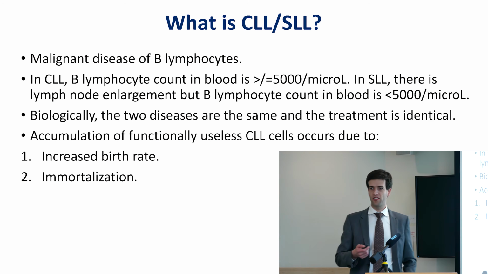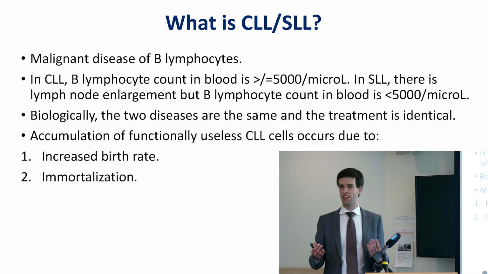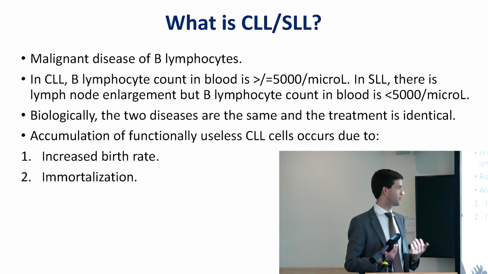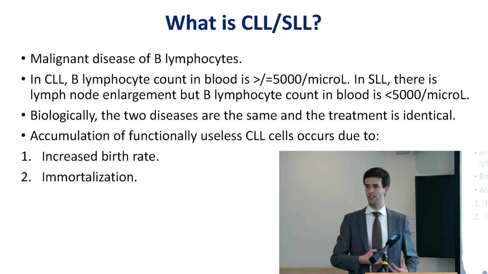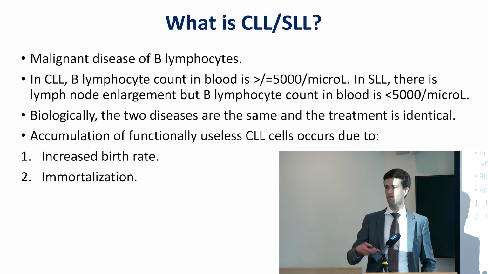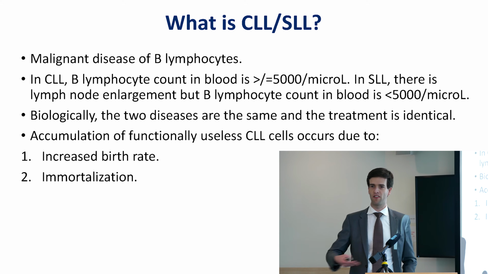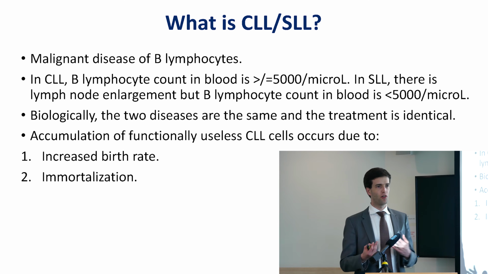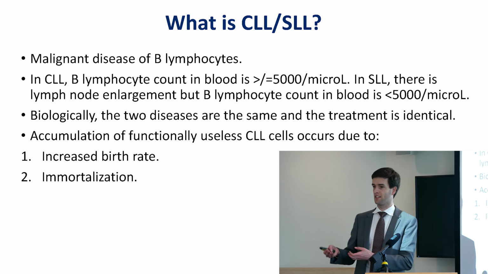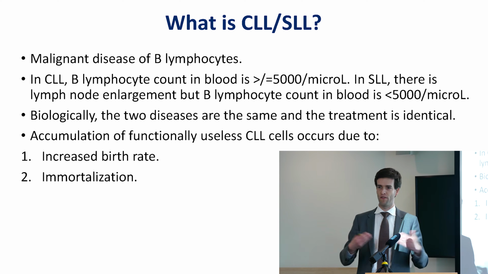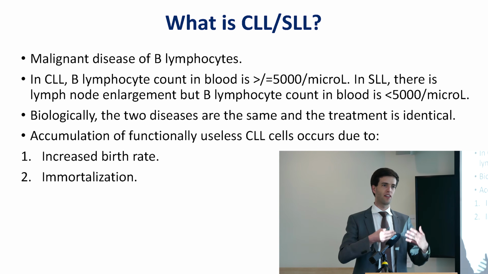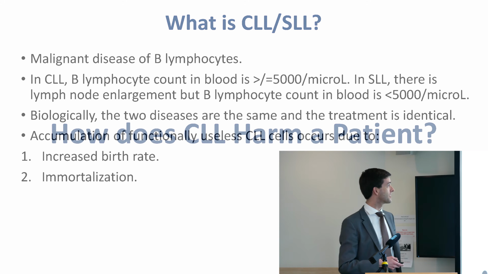Essentially, what happens in CLL is you accumulate these functionally useless lymphocytes. You accumulate them in your bone marrow, and you accumulate them in your lymph nodes, in your spleen, in your liver. And the reason that they accumulate is they increase their birth rate. They're proliferating at a faster rate than normal. But also, normal cells have a program in them that tells them, when they're not needed, to die. And in CLL, that's perverted, and so as a result, they don't die. They're kind of immortalized, and that helps them accumulate over time.